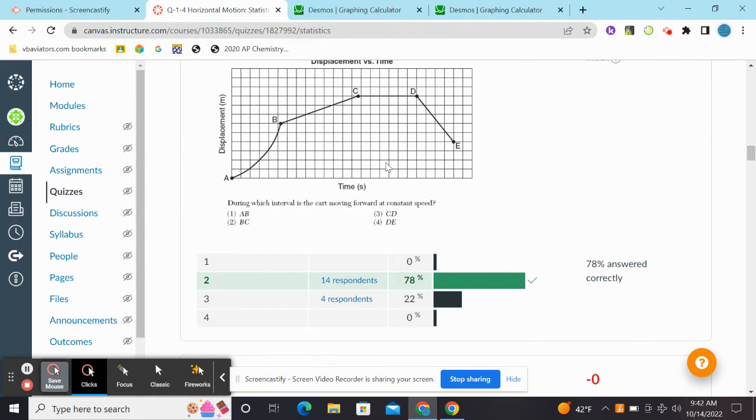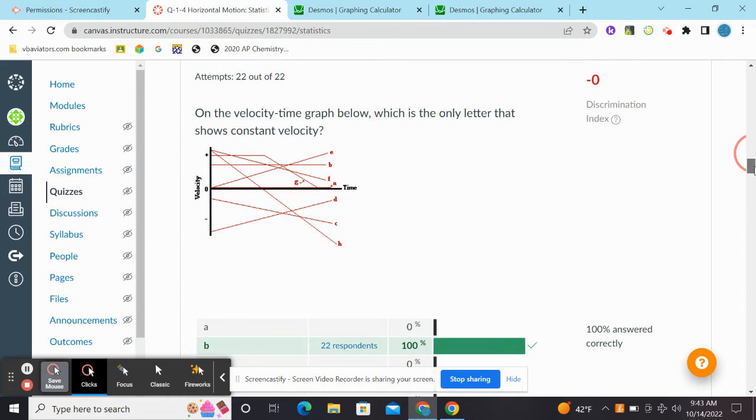This one came right from the practice. Anytime you see a position time graph, now it says displacement, but that means position. Anytime you see a curve like here, that means acceleration. Then we have constant speed, then we're not moving, then we're moving with a constant speed backwards. So moving forward with constant speed would be from B to C. So you can see 78% of us were able to figure that out.